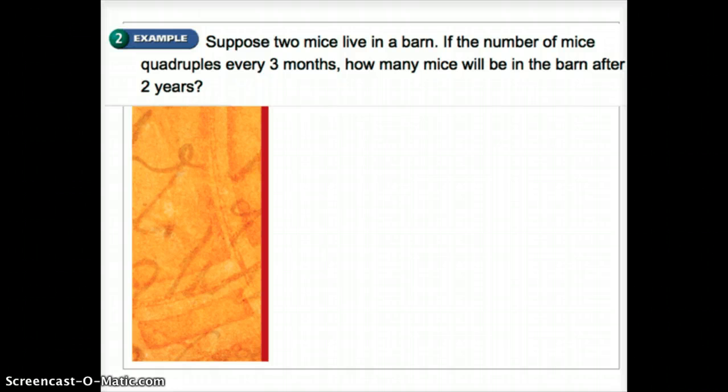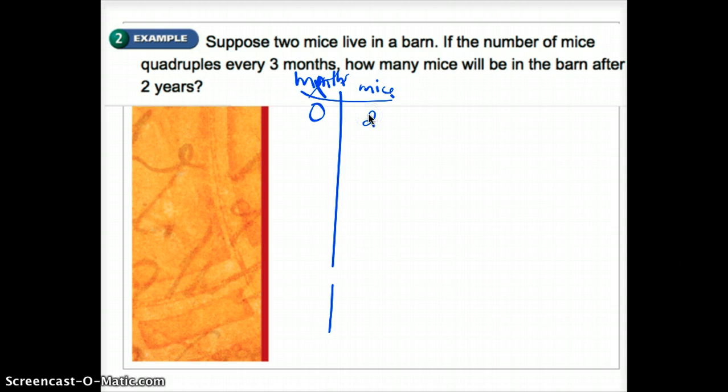Okay, so you have some strategies that you could use here. One way that you could do this would be like a table. So this would be like the months, and this would be the mice. And you could say, well, at the beginning, after no months, there are 2 mice. But after 3 months, that quadruples, so it multiplies by 4, and that's 8. And after 6 months, okay, now it's going to quadruple again, so it's going to be 32. And you could do this process all the way up until you get to 2 years, which is 24 months.